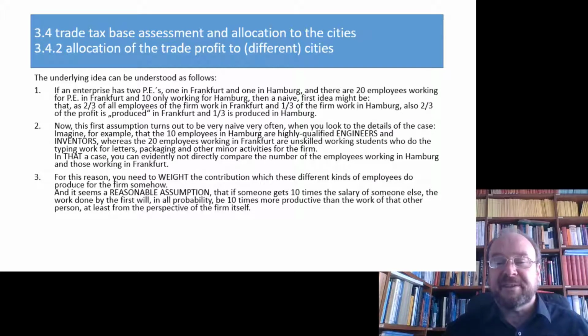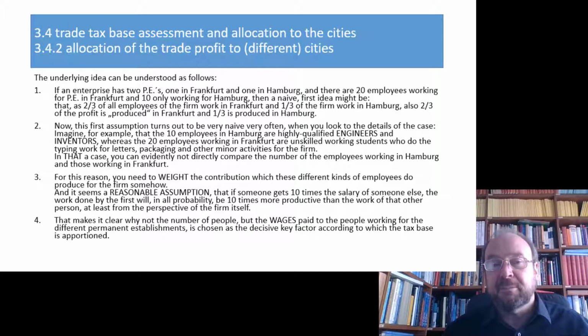So the wages can be a clever approach to find out which part of the overall profit can be regarded as cost in the individual PE. It's a very rough estimate, but it's a reasonable estimate. So that is why we take that into account. That makes it clear why not the number of people, but the wages play the decisive role as a key factor for the apportionment.